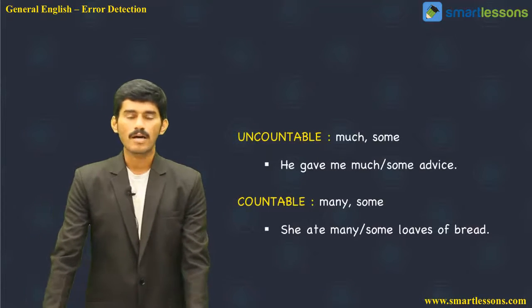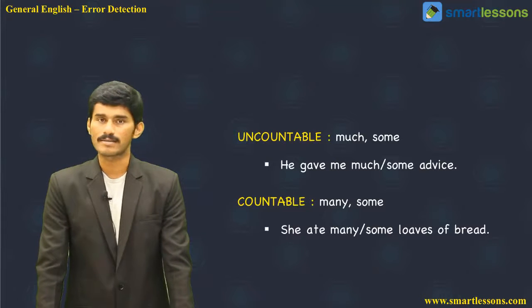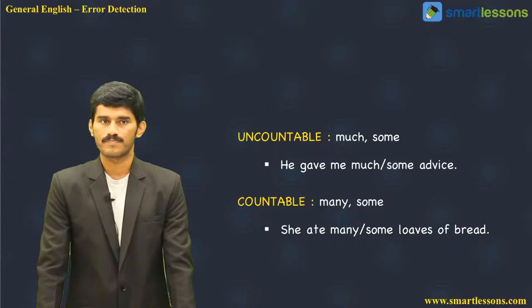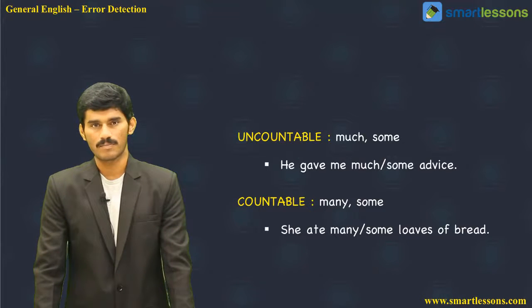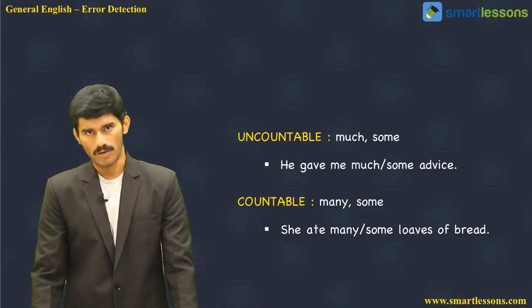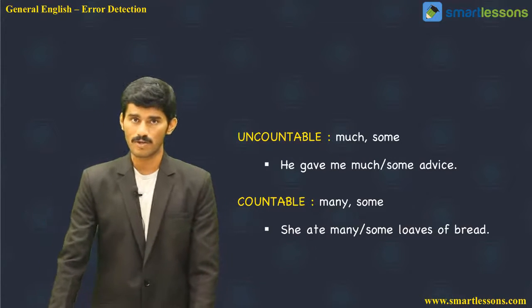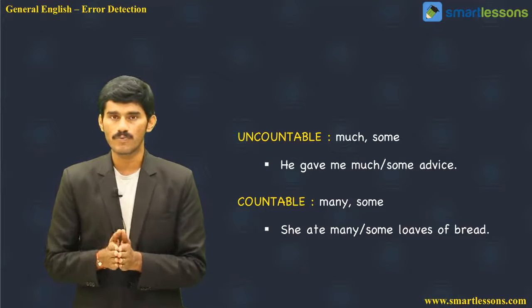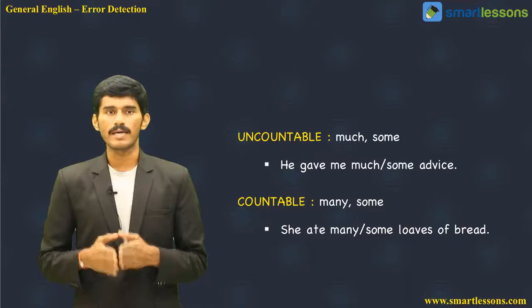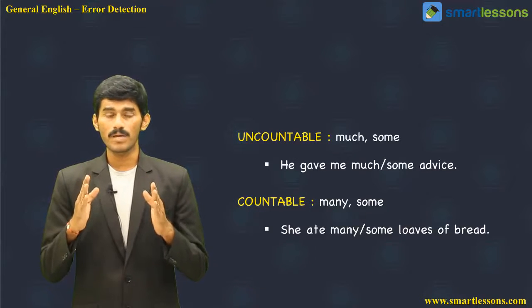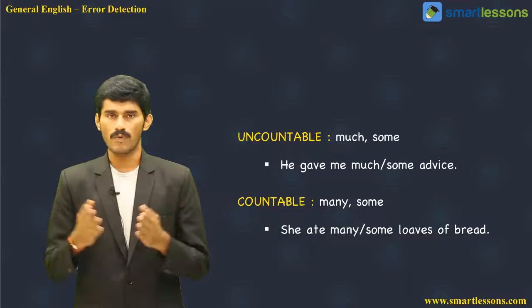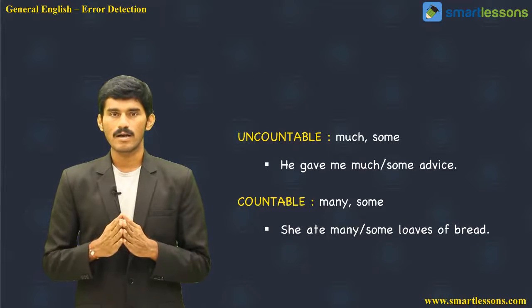So, uncountable nouns take much and some before them, whereas countable nouns take many and some before them. Some can be used both before uncountable nouns and countable nouns. Much is used before uncountable nouns, many is used before countable nouns. For example, he gave me much advice, or some advice, you can say, because advice is an uncountable noun.